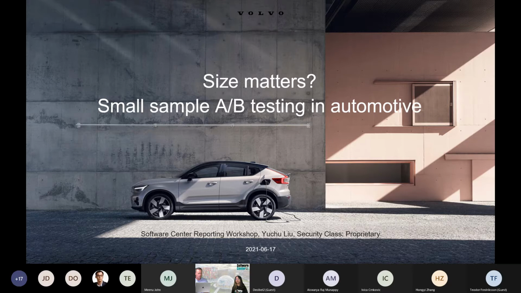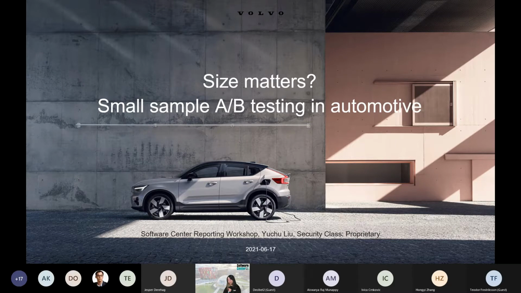Before we move on, I would like to introduce Yuchu. Yuchu is one of our newer PhD students who has now been working with us for 8 months. And she is working at Volvo Cars. One of the topics that she's been looking at is how can you do A/B testing in an automotive context? And that's where her presentation will be about. So Yuchu, please.